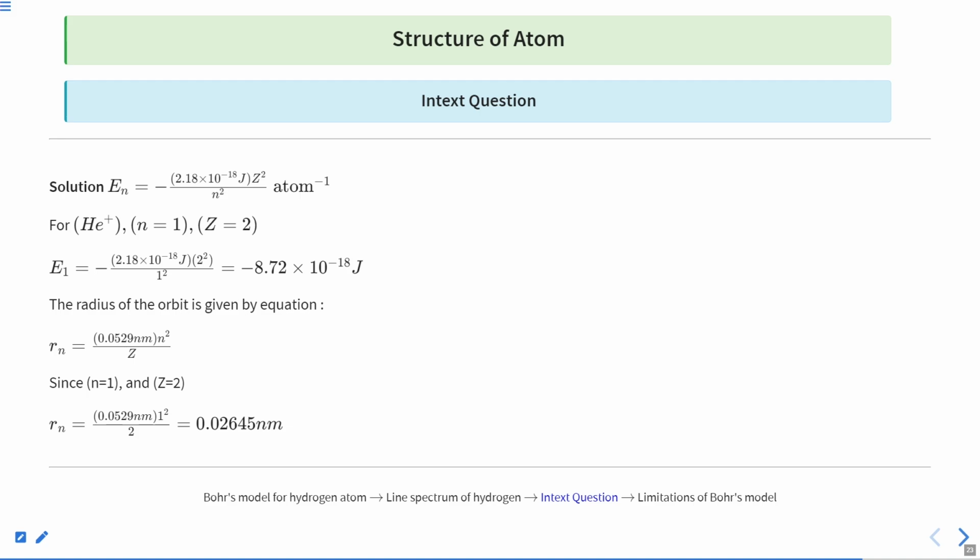Now the second thing we have to calculate is the radius. The formula for radius is 0.529 nanometer times n square by Z, which means you are calculating the value in nanometer. Clear? For that we use the same values of n and Z. So n equals 1 squared, divided by 2. That will give you 0.02645 nanometer. So hence we have calculated both the energy and the radius. Clear? Okay.